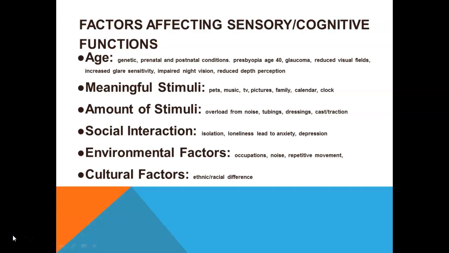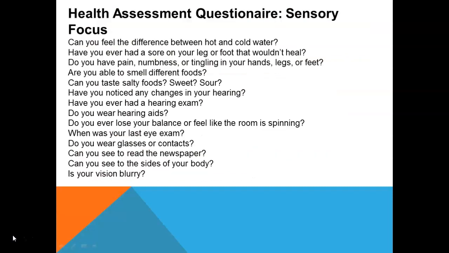You notice it in the long-term care facility with the elderly. Even though they have the nursing people there, the CNAs and the nurses, they might still have loneliness and feel isolated because maybe their family's not visiting. Take that into consideration, and you can use that in your nursing care to help prevent that decrease in, or factor affecting, their sensory function. Environmental factors can also affect it, such as occupation, noise, and repetitive movement. Cultural factors can also affect it, such as your ethnic background and racial differences.